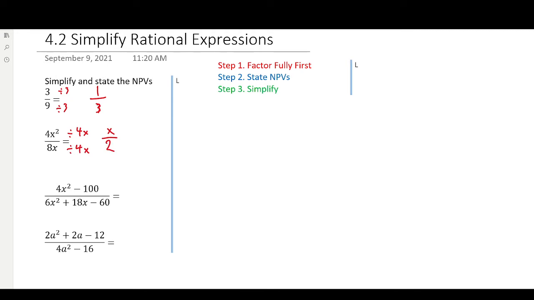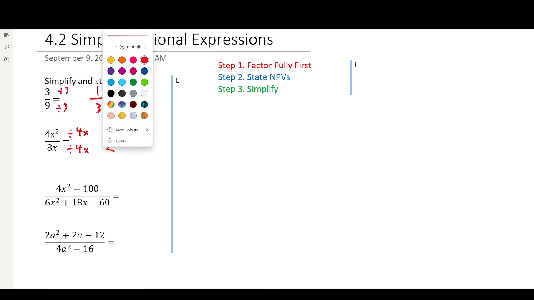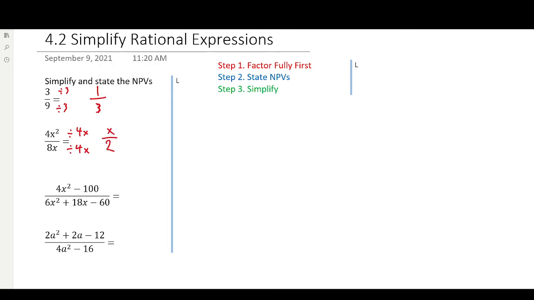Okay. What's a little bit more complicated is once you see some binomials or trinomials on the top or the bottom, things can get a little bit more complicated. So I chose specifically to make these complicated examples. Usually they'll be a little bit more simple than that, but we're going to start with what we've got here. All right, so step 1. Factor fully first, and we're going to follow these steps here exactly.